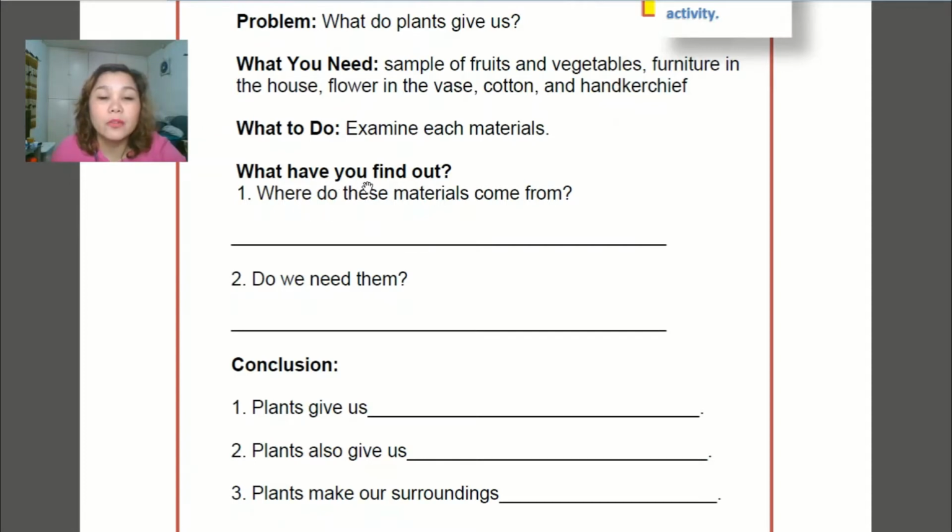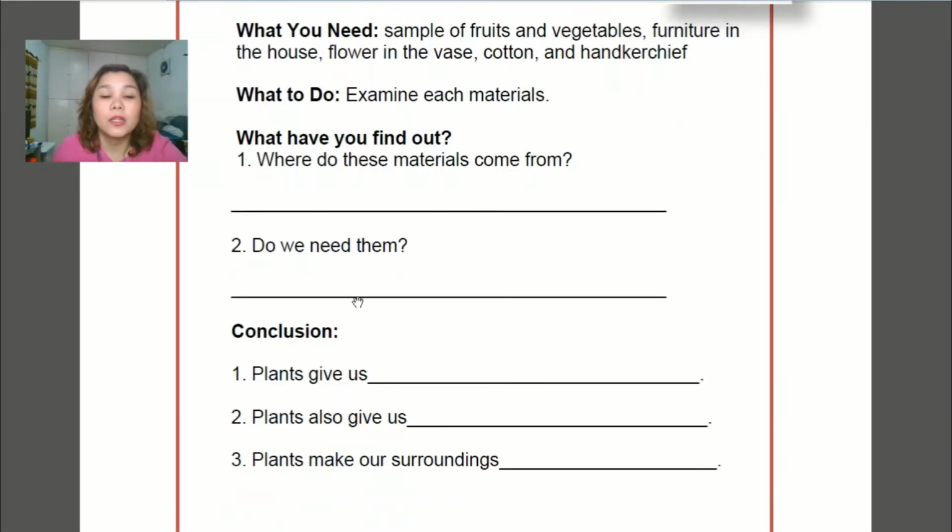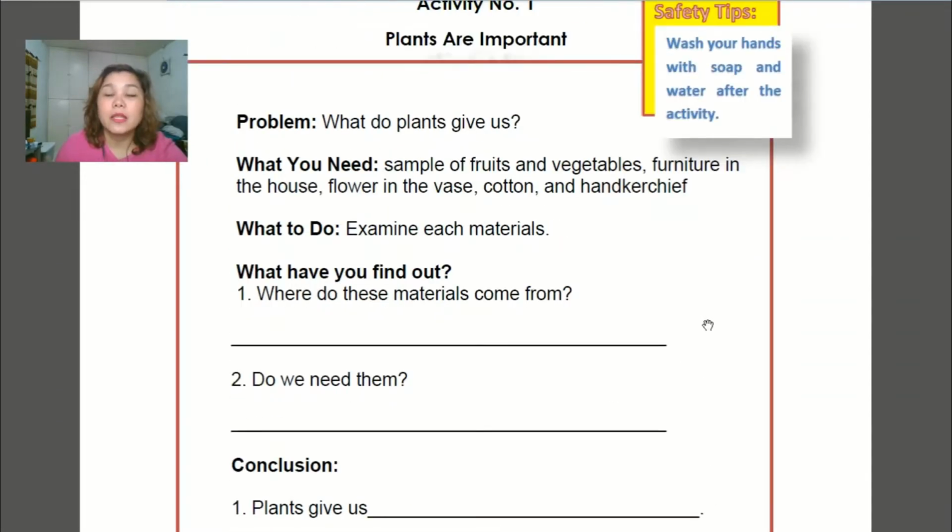What have you found out? Number one, where do these materials come from? Based on the list, where do these come from? Number two, do we need them? You answer yes or no. And then the conclusion based on the listed materials: plants give us blank, plants also give us blank, and plants make our surroundings blank. It's all based on the listed materials. Take note of the question, what do plants give us?